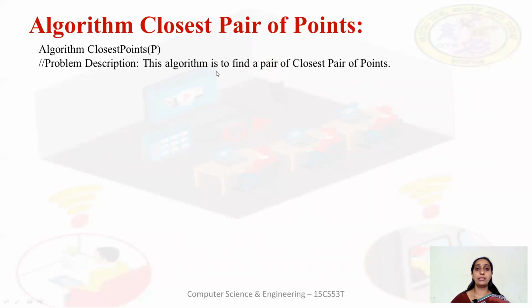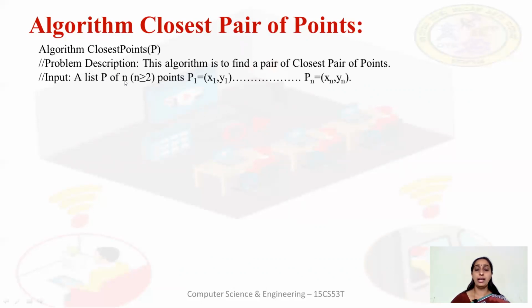So this algorithm is to find the closest pair of points. Okay, so we need to find the closest pair of points here. Input: the list of points P of n, the set of points P.